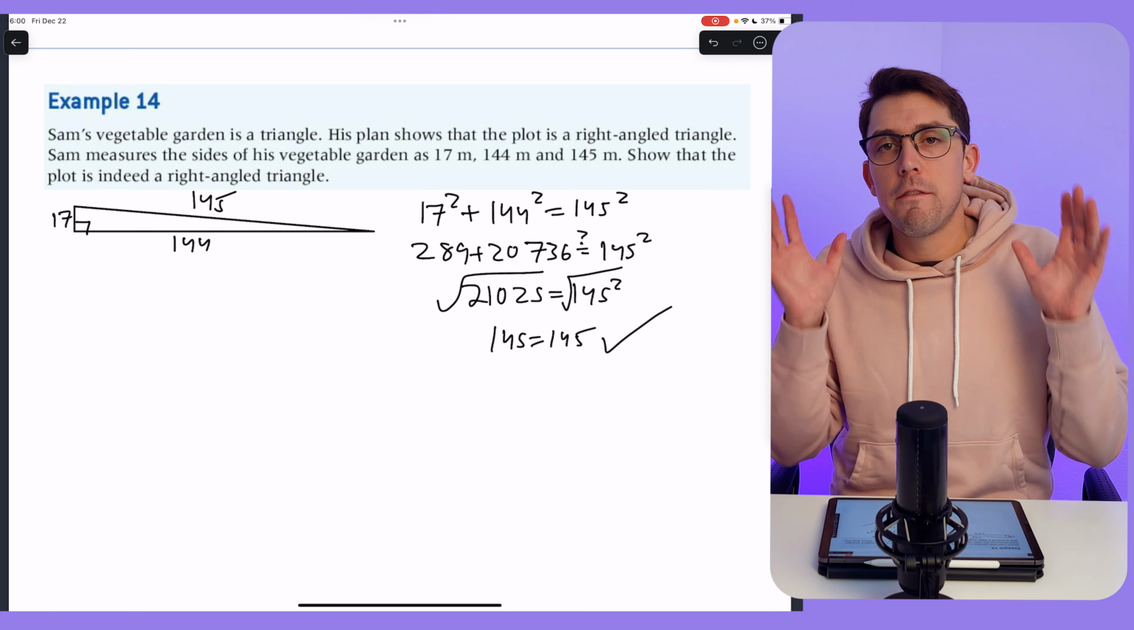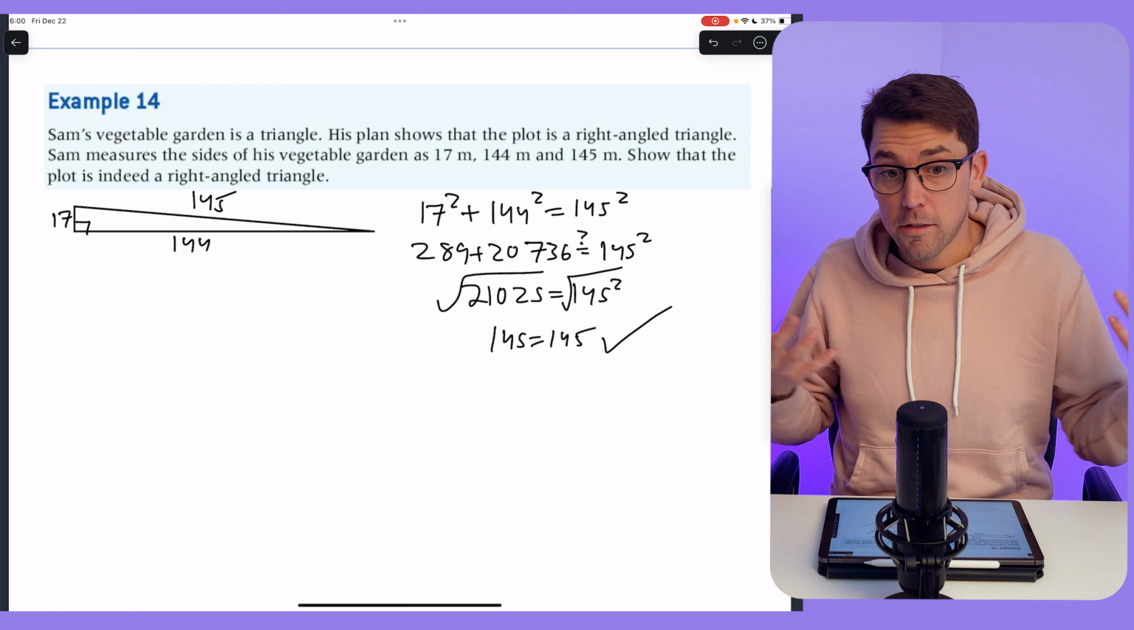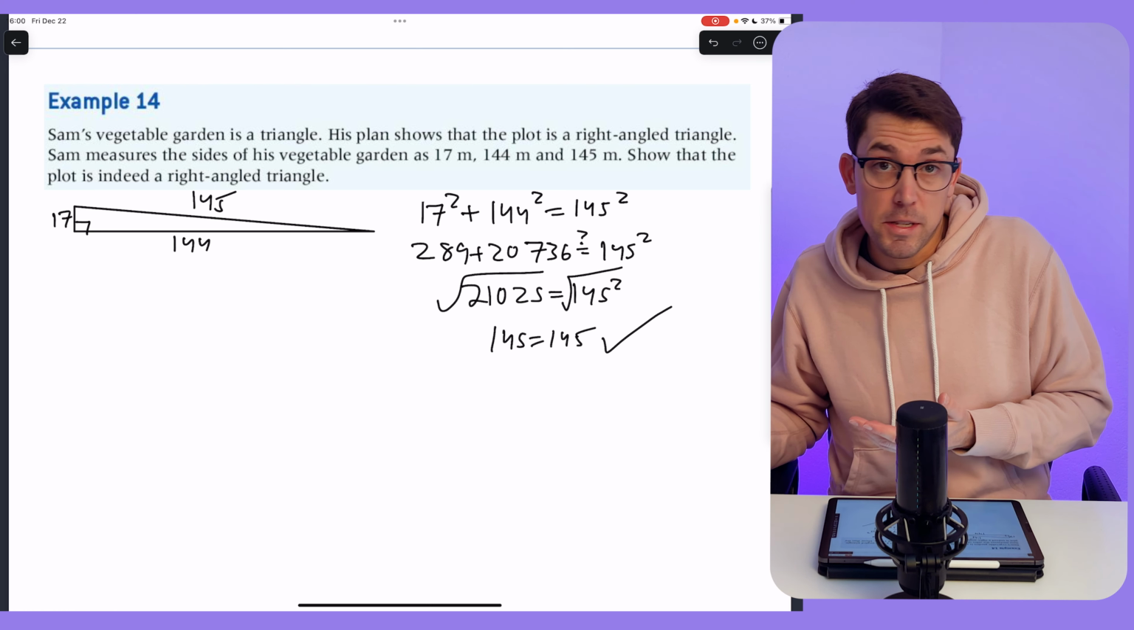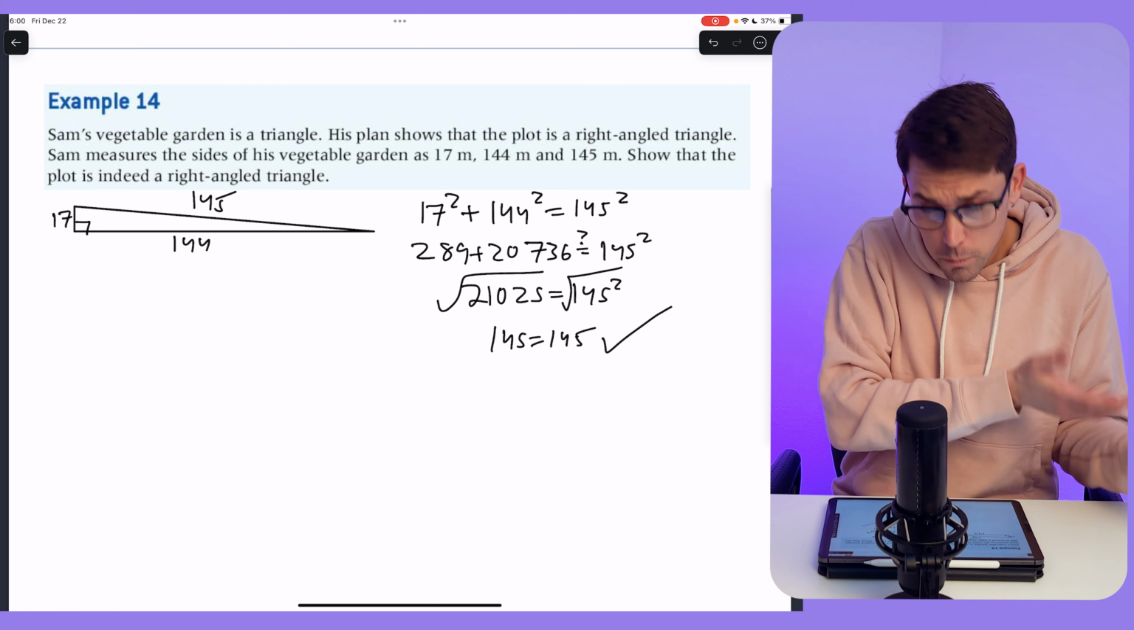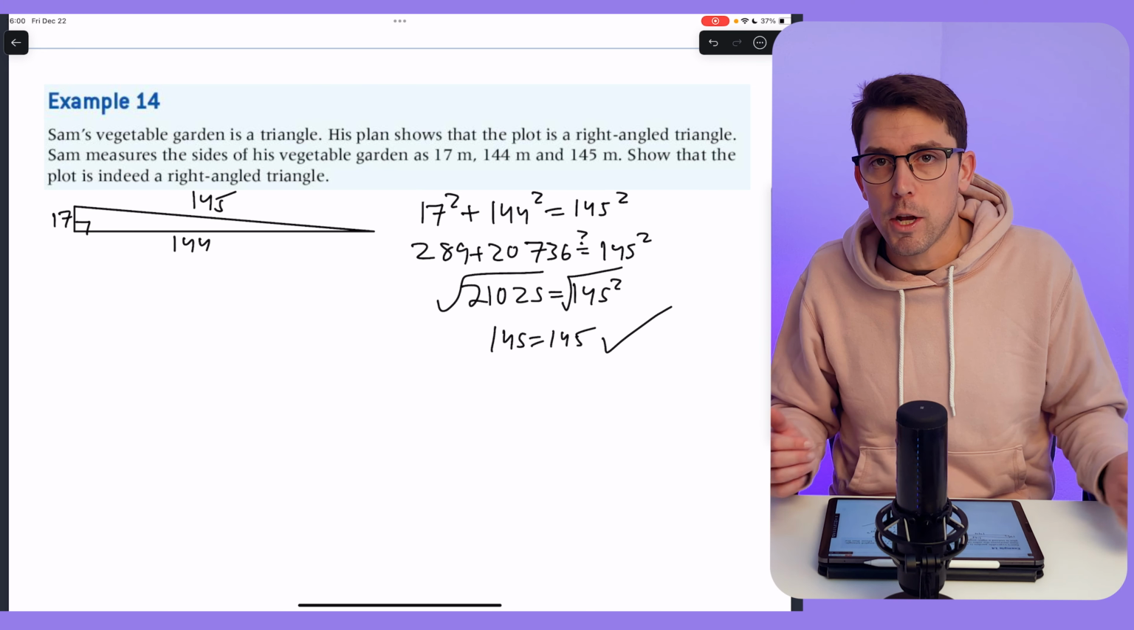So those are two very basic applications of the Pythagorean theorem. One of them is to find the missing side, given that it is a right triangle. And the other one is to say, hey, we have three sides. Is this indeed a right triangle or not?